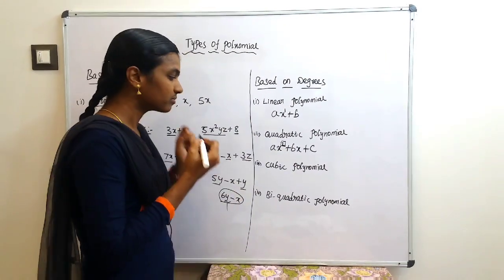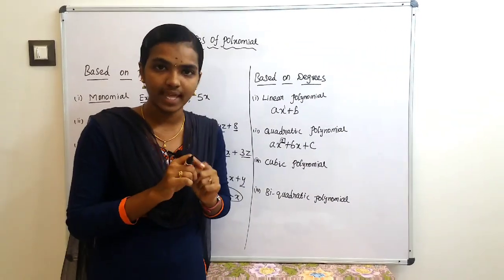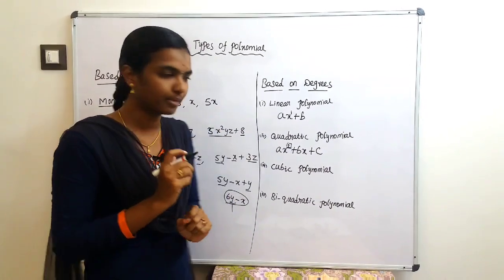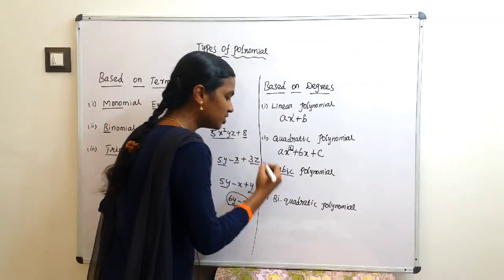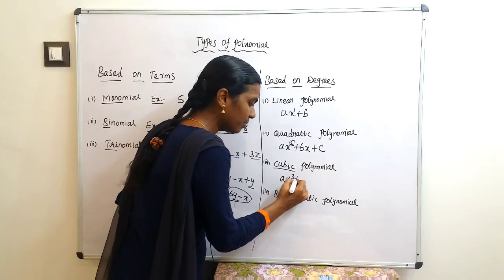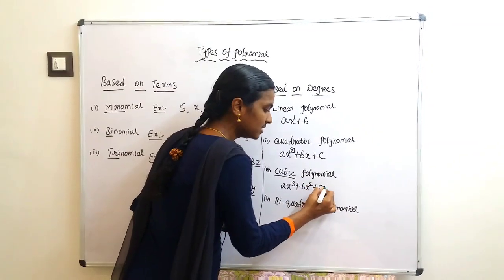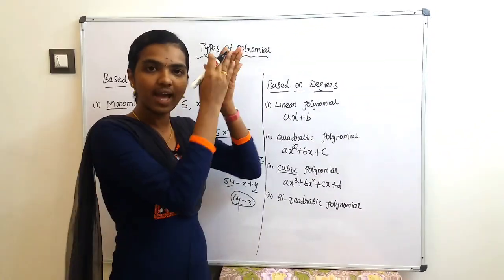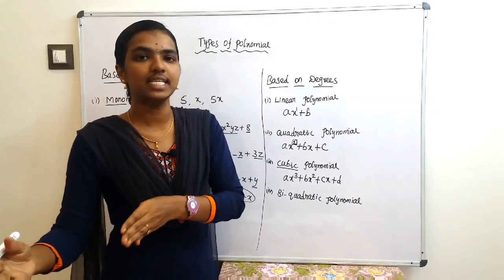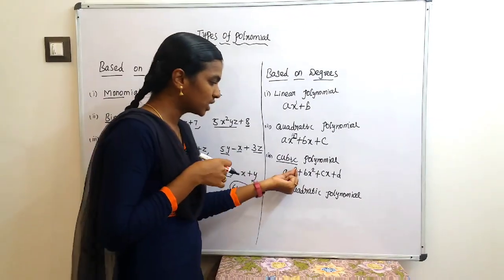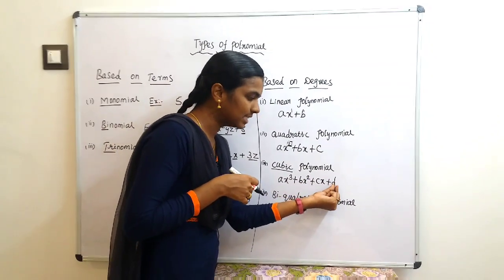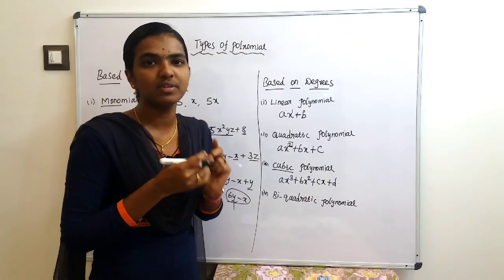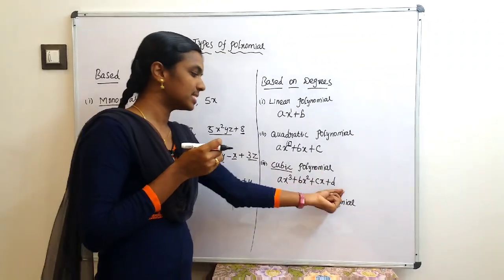Quadratic polynomial. Coming to the given polynomial, if the highest power of the variable is 3, that is a cubic polynomial. So 3 means cubic. Understood? General form of cubic polynomial: ax cube plus bx square plus cx plus d. The polynomial is always written in decreasing order: x cube, x square, x power 1, and x power 0. We will not mention x power 0, because x power 0 is nothing but 1. So that's why I didn't write it here.